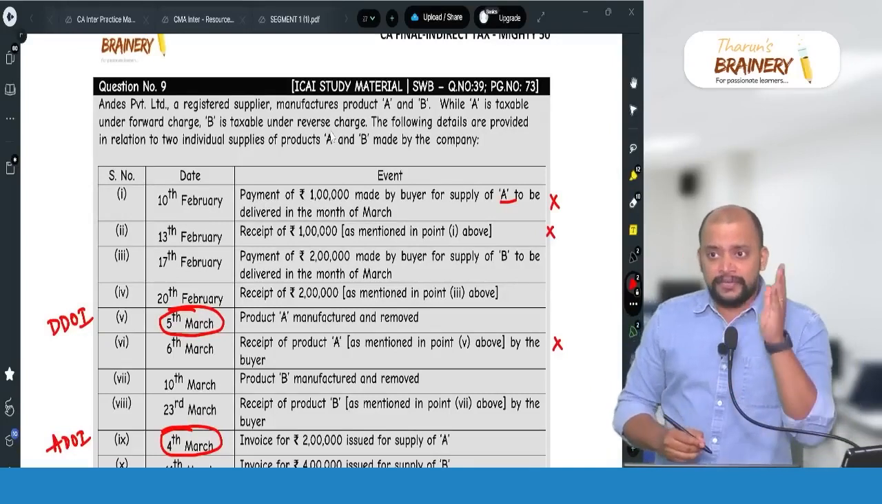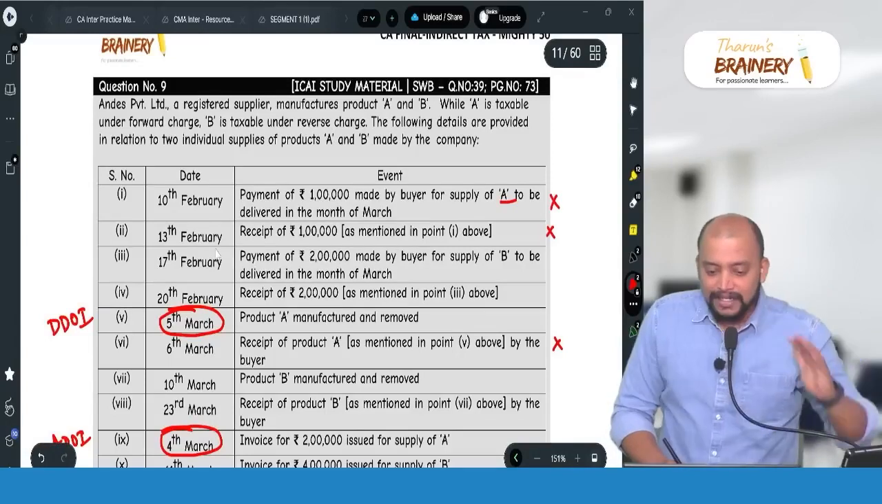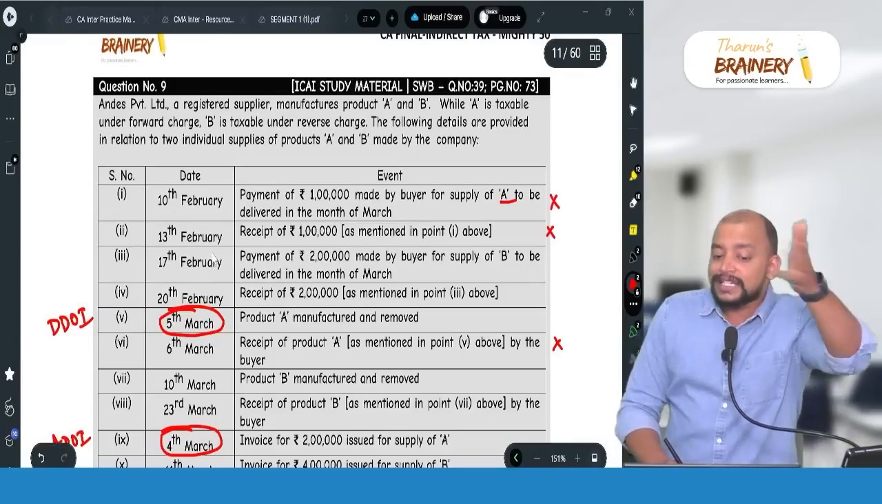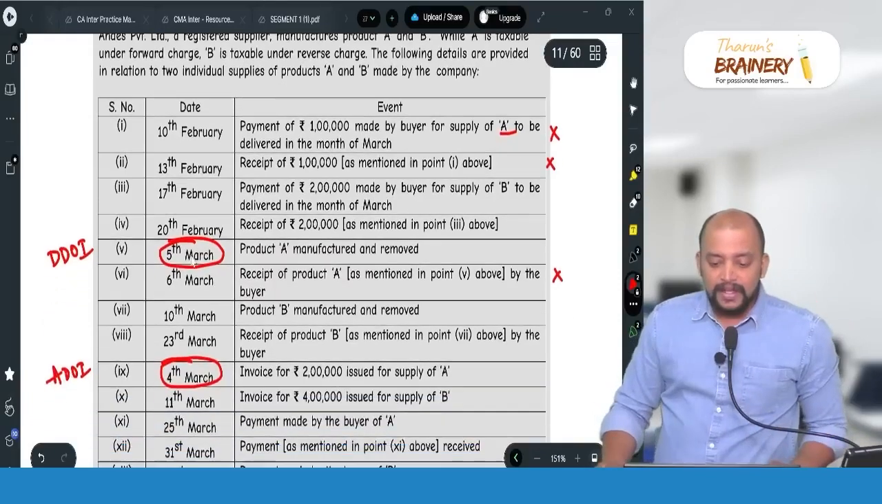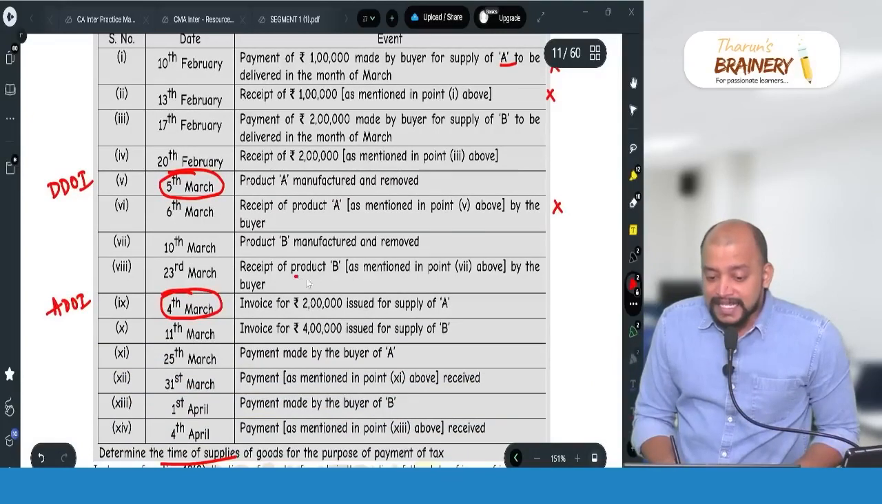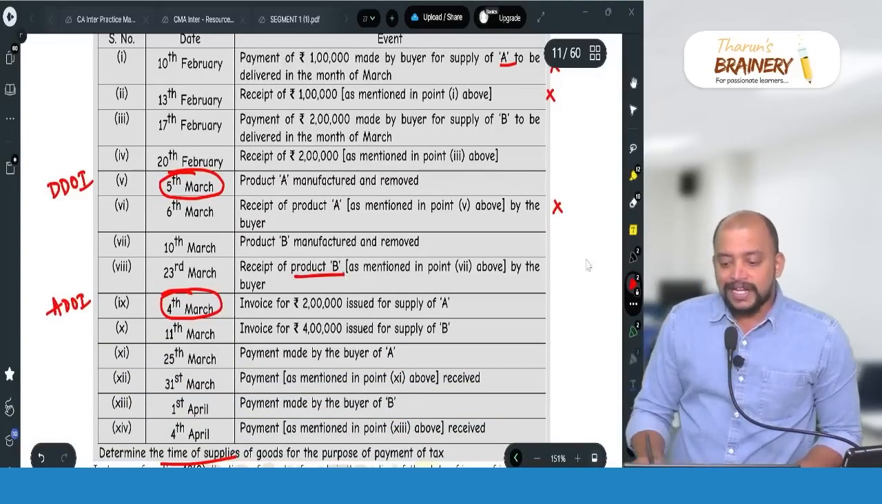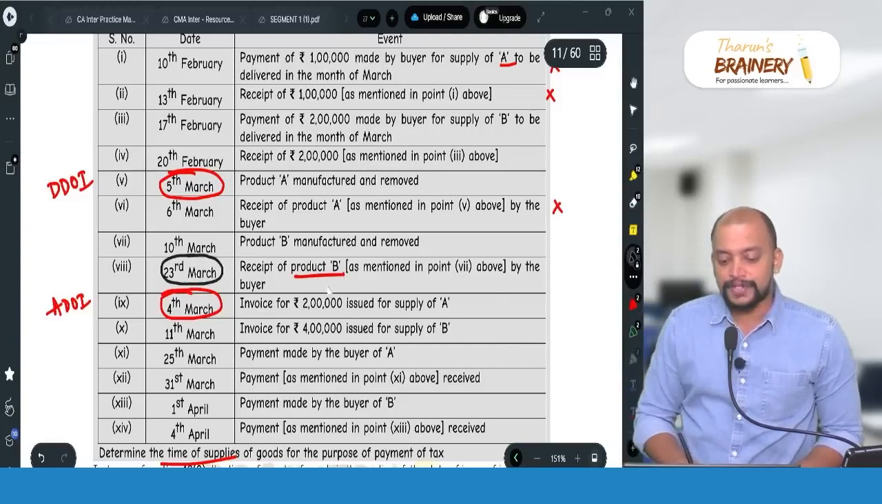What is the date on which Mr. B, supplier of product B, has received? So don't see when it is dispatched, see when it is received. Product B manufactured and removed, irrelevant. But product B is received on which date? 23rd March. So 23rd March, date of receipt of goods.